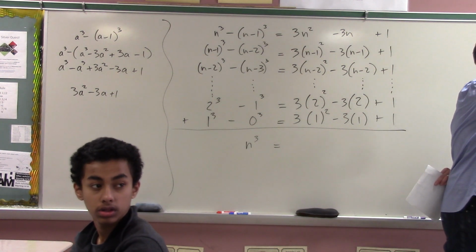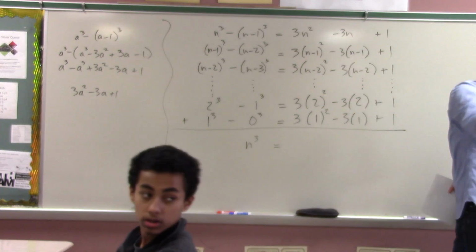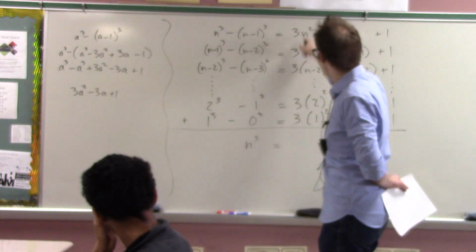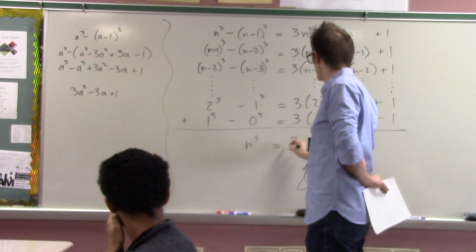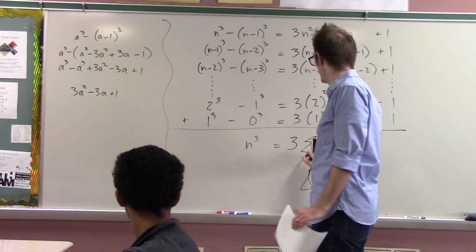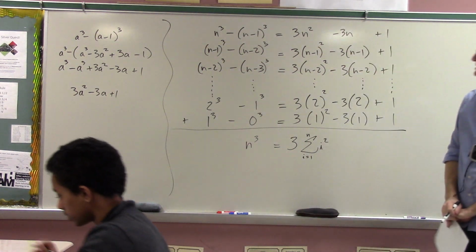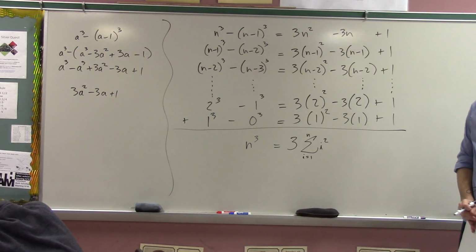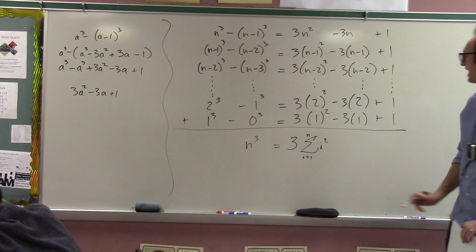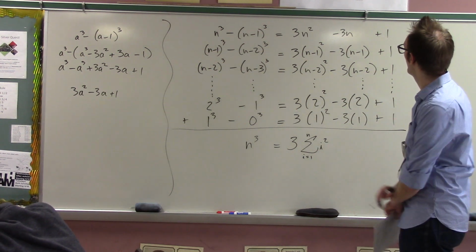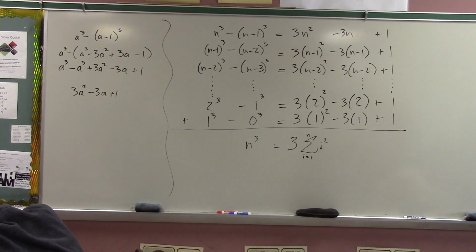the thing that I set out to discover, right? The whole goal of this lesson is to figure out what 1 plus 4 plus 9 plus n squared is, right? Well, that's what this is. This is 3 times the sum from i equals 1 to n of i squared, because it's 1 squared plus 2 squared plus n squared. Cool? Okay.